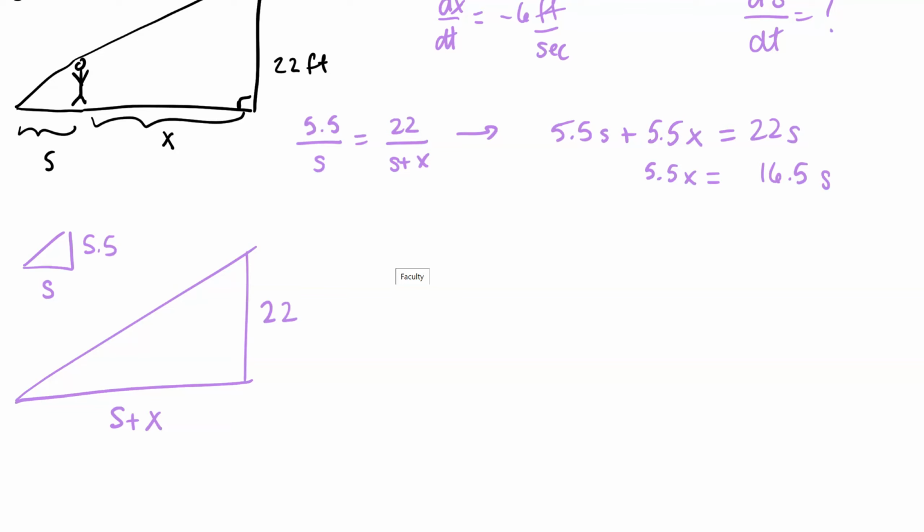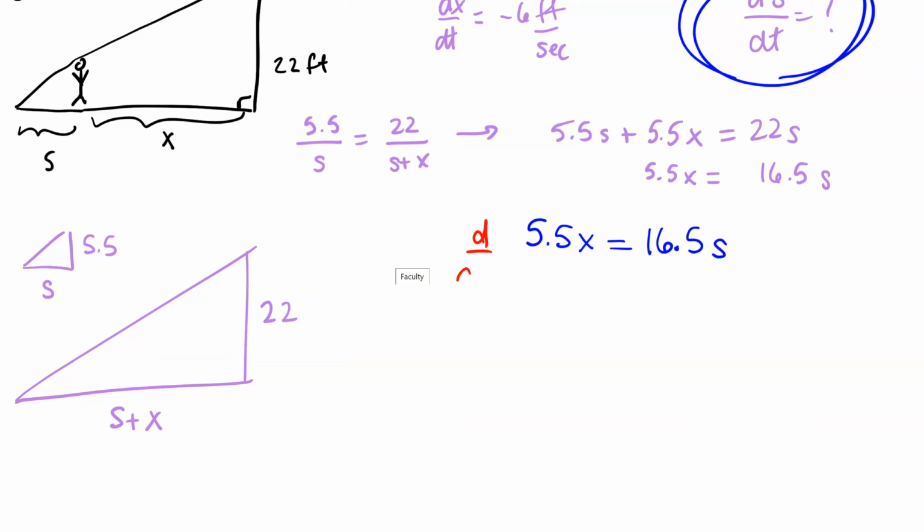Because we know how x is changing, I want to know how s is changing. Let me rewrite this, it's really important. What are we trying to solve for? s. This is my relation. Now, if I take the derivative with respect to time of both sides, what I'll have is 5.5 times dx/dt equals 16.5 times ds/dt. We know what dx/dt is. It's -6.